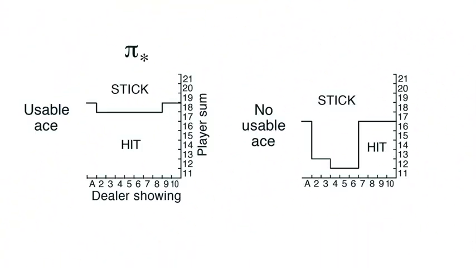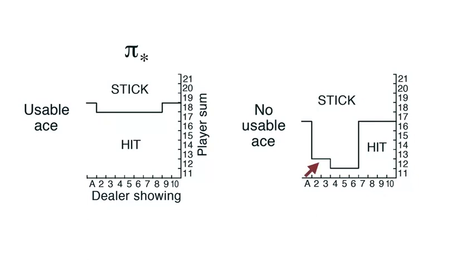Let's look at the optimal policy that the agent found after we ran it for a really long time. Notice how the agent plays when it has a usable ace. For most dealer cards, the agent hits until it has a sum near 19. With the usable ace, the agent has a lot more flexibility in calculating the sum of its cards, so the policy is much more aggressive.